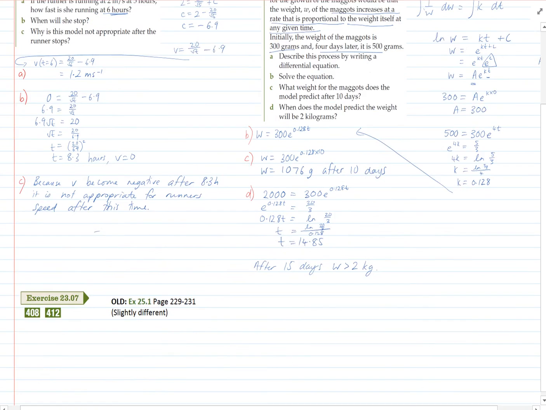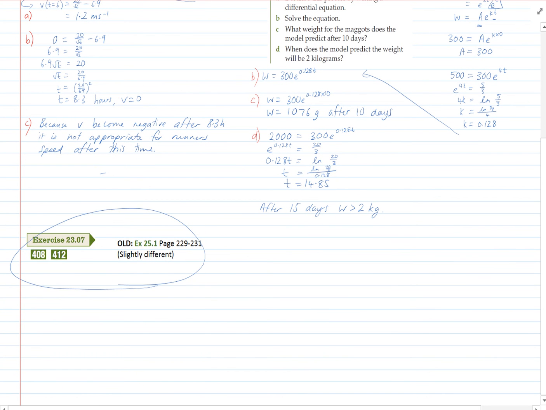So have a go at these ones in exercise 23.07, please.